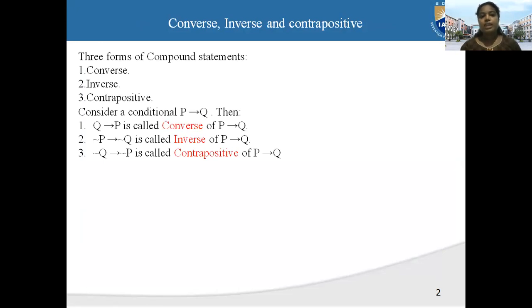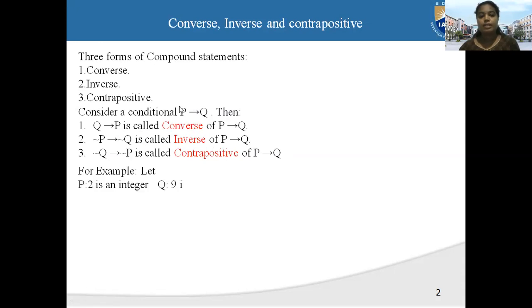For example, take one conditional statement like P to Q, meaning P implies Q. Then what is the form of the converse? Q to P. If you write the given sentence in Q to P format, then it is said to be the converse of P to Q. If you write negation P to negation Q, it is called the inverse of P to Q. If we write negation Q to negation P, it is called the contrapositive of P to Q. These are the sentential forms for the given statement in P to Q form.